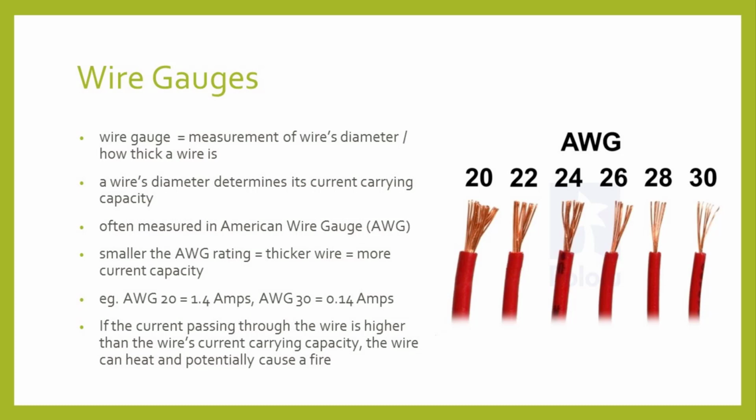Although wire gauges can be measured in metric, a lot of the industry uses the American Wire Gauge, or AWG, system. The smaller the AWG, the thicker the wire, and the more current capacity the wire has. For example, a wire with an AWG rating of 20 has a current capacity of around 1.4 amps, while a wire with an AWG rating of 30 has a current capacity of approximately 140 milliamps or 0.14 amps. Other factors can also affect the current capacity, such as the material the wires are made from, but for now, we'll just focus on copper wires, which are the most common type.